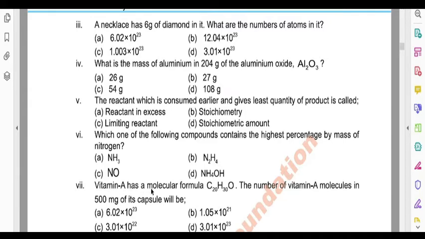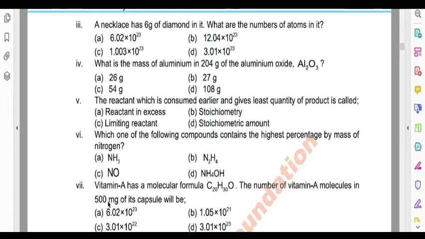Question number 7. Vitamin A has a molecular formula C20H30O. The number of vitamin A molecules in 500 milligrams of its capsule would be: 6.023 into 10 to the power 23, 1.05 into 10 to the power 21, 3.01 into 10 to the power 22, and 3.01 into 10 to the power 23. So again, we have to calculate the number of moles in 500 milligrams of vitamin A, and for that we need the molecular mass of the compound.